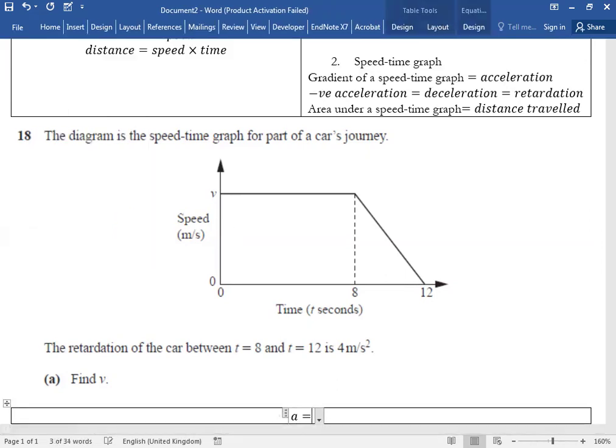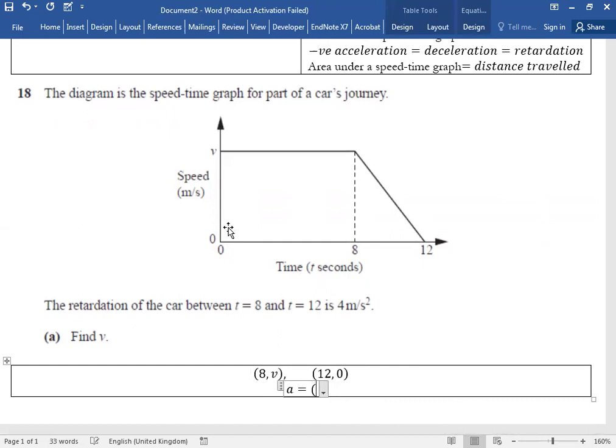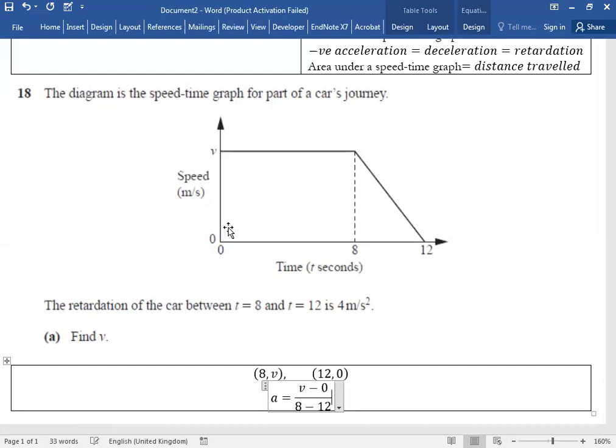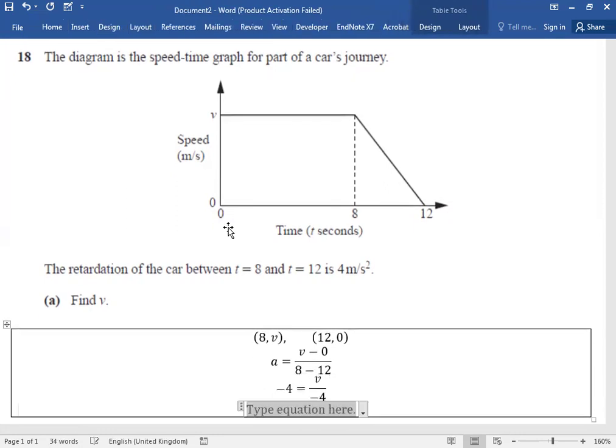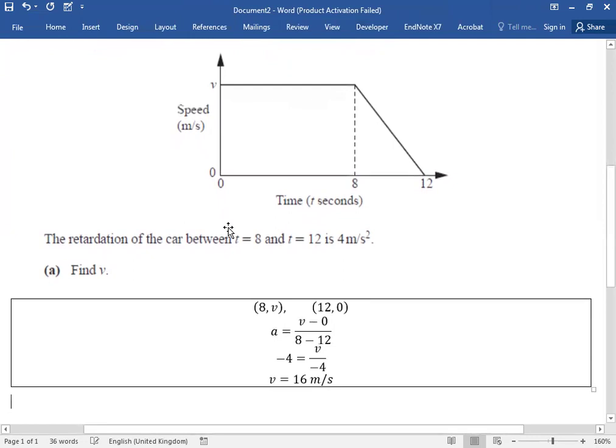So if I were to find the gradient, I know that the gradient is -4. How do I find the gradient, which is the acceleration? What are the two points that I can take? 8, V, and the second point is 12, 0. If I were to find the gradient on my own, y2 minus y1, so V minus 0 upon 8 minus 12. Is that right? I already know the acceleration is -4. So what is the value of V? कैसे -16? No, wrong. Please be very careful with this. It is +16. Clear?